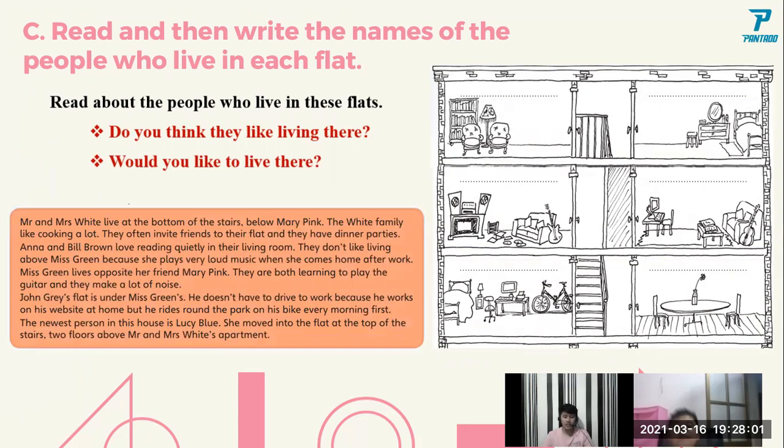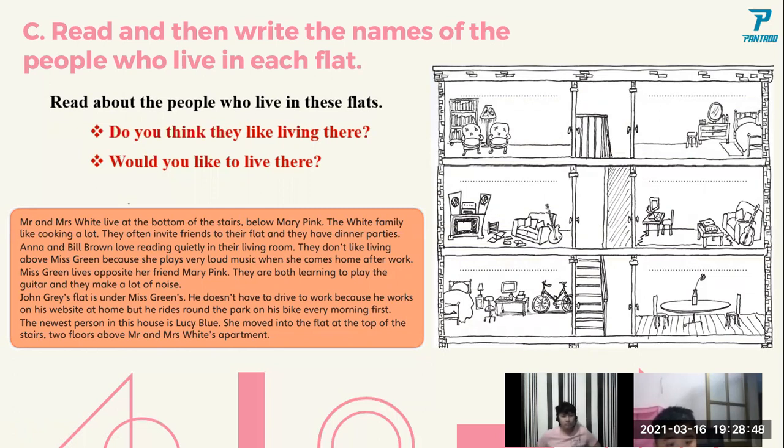Okay, can you see the text, Tree? Yes. Okay, can you read it loud? Mr. and Mrs. White live at the bottom of the stairs below Mary Pink. The White family like cooking a lot. They often invite friends to their flat and they have dinner parties. Anna and Bill Brown love reading quietly in their living room. They don't like living above Miss Green because she plays very loud music when she comes home after work.